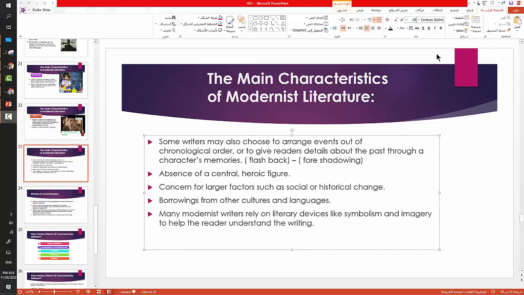If they are using the character's memory, it's called flashback. If they are giving you an event that gives you a hint or that will lead you to something that will happen in the future, it's called foreshadowing. The absence of a central heroic figure. Concern for larger factors such as social or historical change.